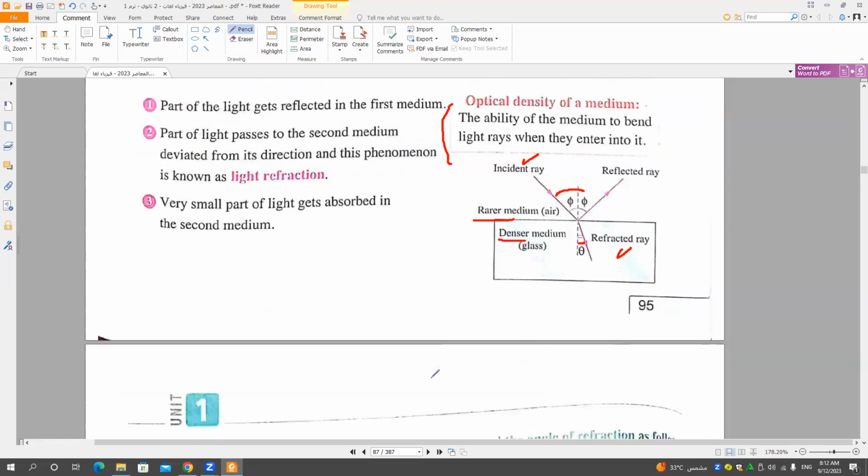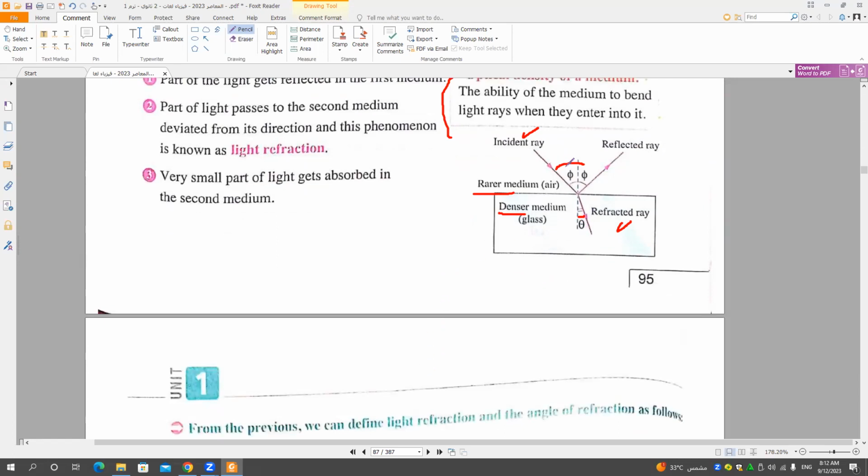For example, if the angle of incidence equals 60 degrees, the value of the angle of refraction will be smaller than 60. Why? Because the light rays come from the rare medium, air, which has higher speed, to the denser medium, which has lower speed. The glass has higher optical density than air.